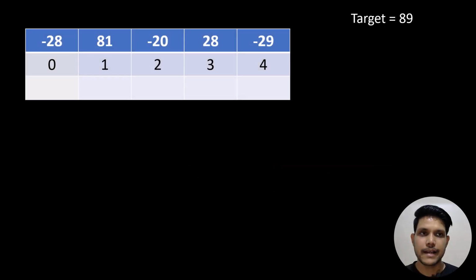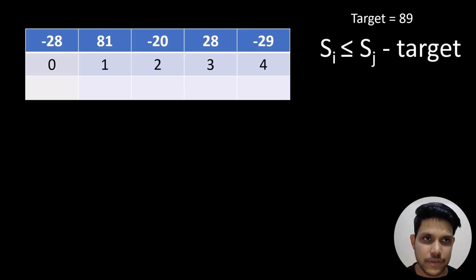Now let's take another example. Here we have some of the values. We have an array of size 5. The target is 89. So let's dry run what we were doing step by step. Previously we had all the sums with us. Now we'll try to fill that, and then we'll try to find out. We have this equation where we need to find an index I for every index j, where sum of I is less than or equal to sum of j minus target.